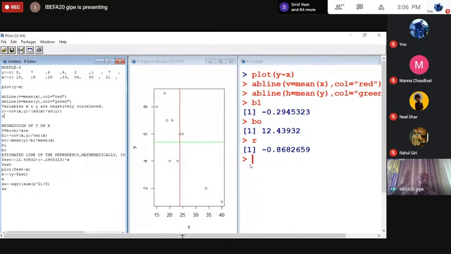So how to find B0, B1? I have given the formula. The formula is derived by the method called method of least squares. Therefore, the estimated line becomes minus 12.43932 minus slope into x, by which I can plot this line also on the graph.